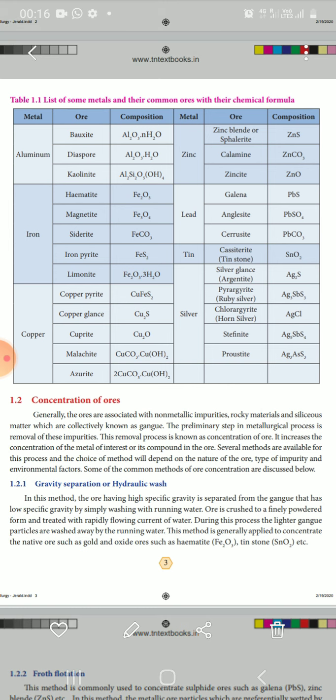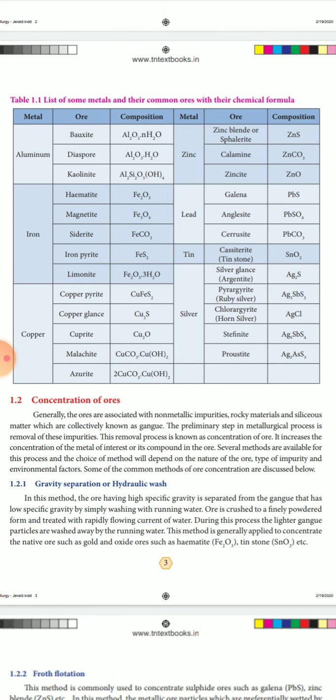Ores are associated with non-metallic impurities. Non-metallic impurities means oxides, silicates, sulfates, and all that are combined with metals. That is called non-metallic impurities. So rock minerals and siliceous matter, which are collectively known as gangue. So many other non-metallic impurities combined with the metals, we call gangue or matrix.